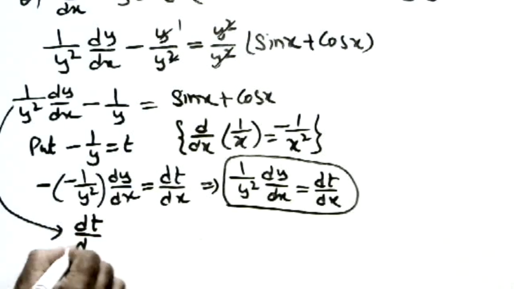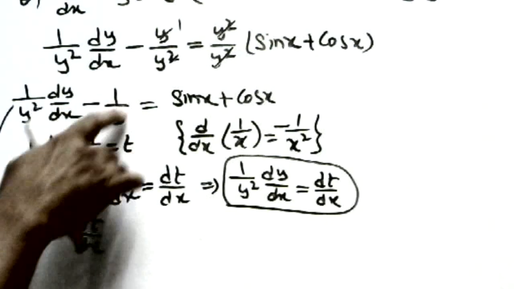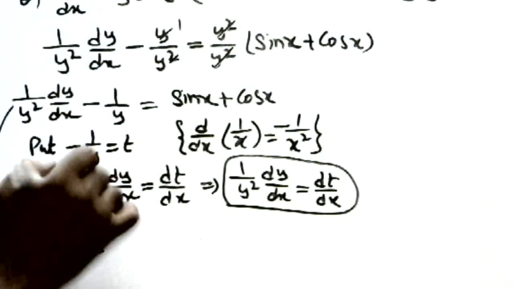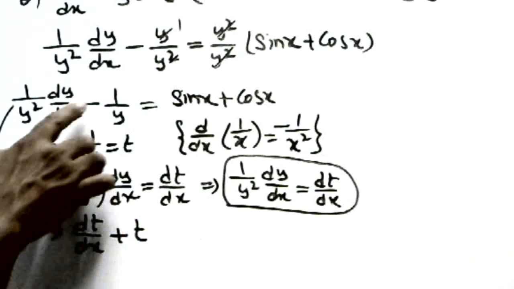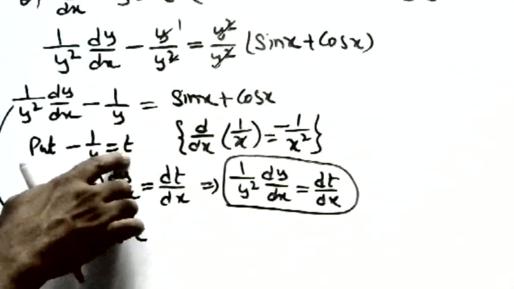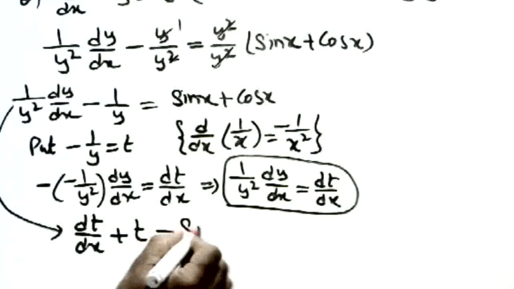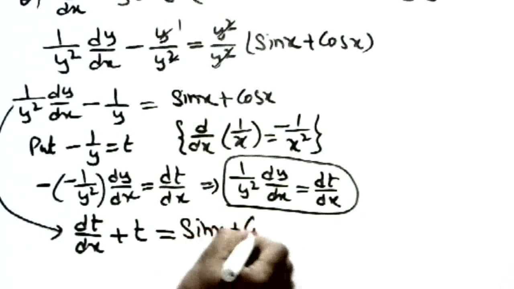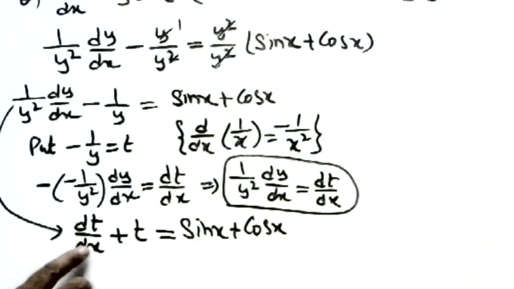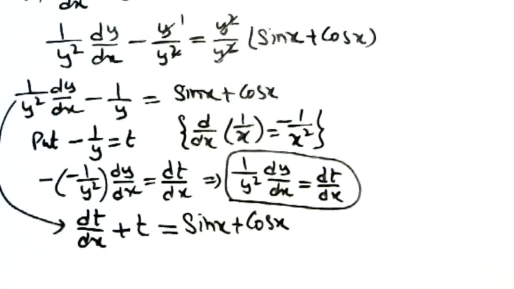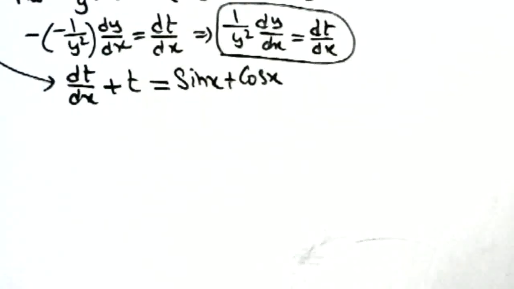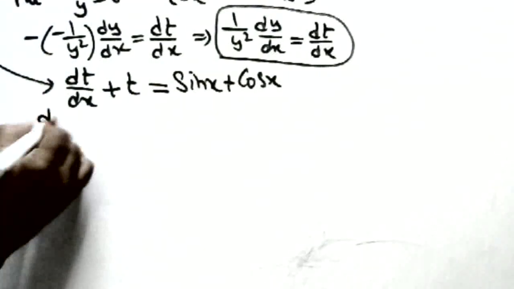This value we got dt by dx. Minus 1 by y, we put this as t, so this will be plus t. Minus 1 by y is t, plus t, therefore dt by dx plus t equals to sin x plus cos x. Now it is of the form dy by dx plus py equals to q. It is of the form of a linear differential equation.